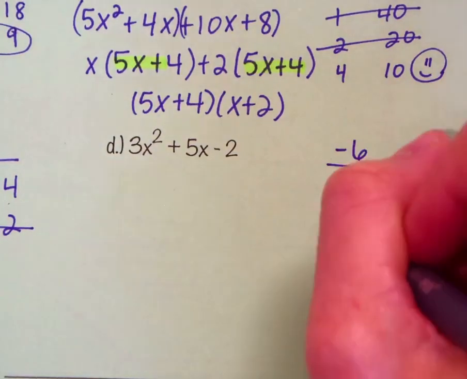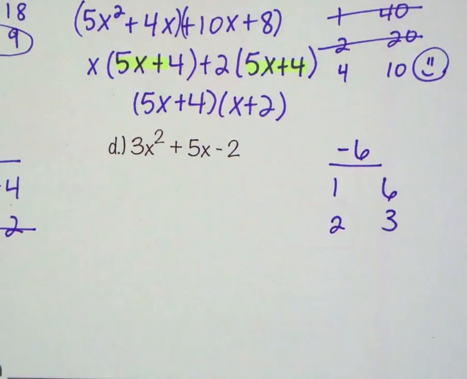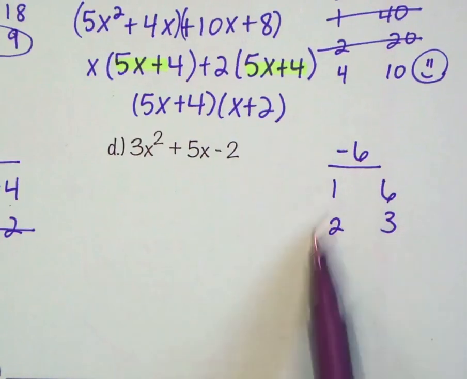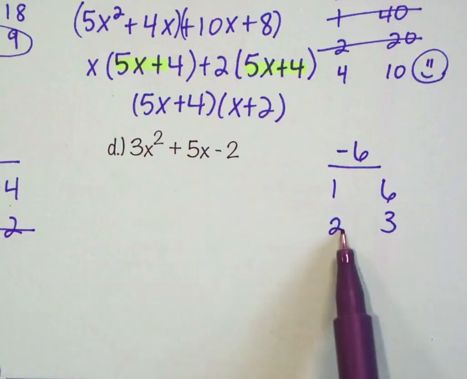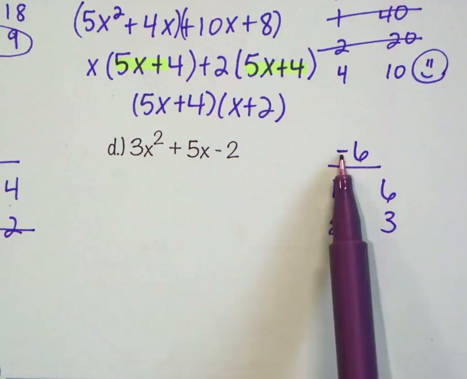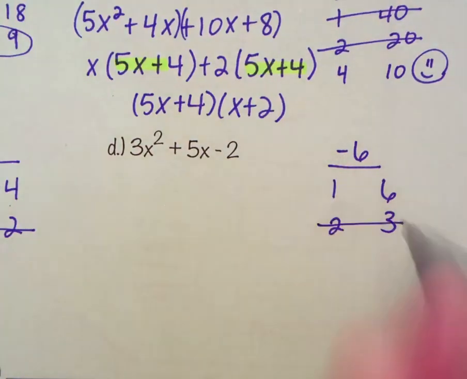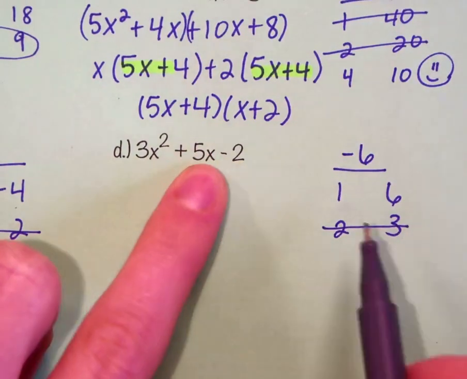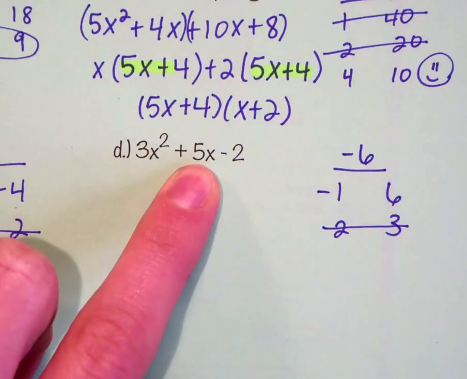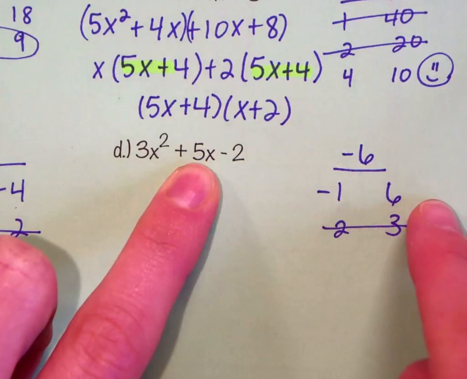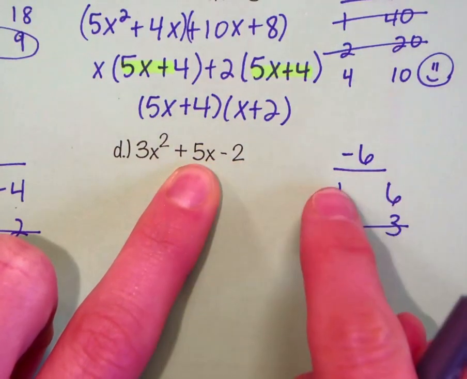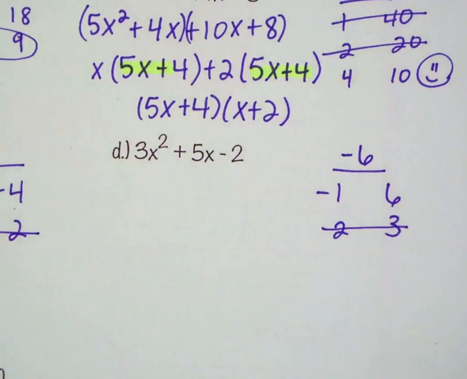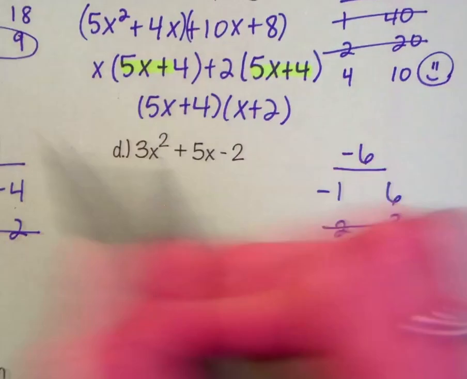Okay, so I think of factors of 6, 1 and 6, 2 and 3. Once again, they need to add to +5. So while, yes, I could say, well, 2 plus 3 is 5, 2 times 3 is not -6. Okay, so this one's not going to work. Okay, so if I make that one negative, -1 times 6, -1 plus 6 is +5, -1 times 6 gives me the -6.